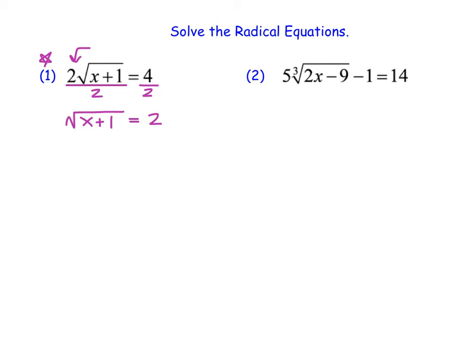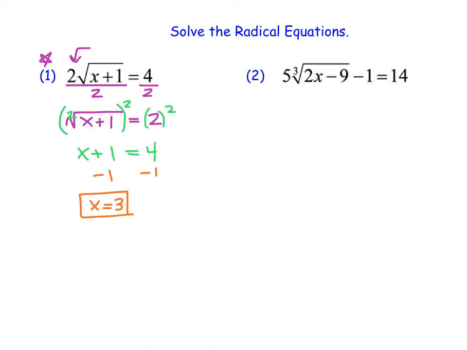Now I'm going to undo my radical by using a power. We know that this is really a power of 1/2. So to undo a root of 2, which is a power of 1/2, we're going to take the power of 2 to each side. A power of 2 undoes that square root. So what we're left with on the left-hand side is x plus 1, and on the right-hand side, we're left with 4. Now from here, we're going to get our x value alone by solving. We subtract 1 on each side, and we find that x is equal to 3.